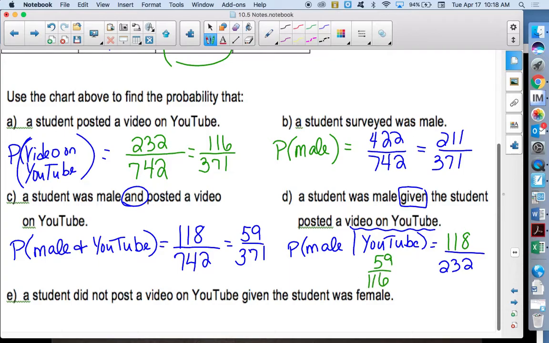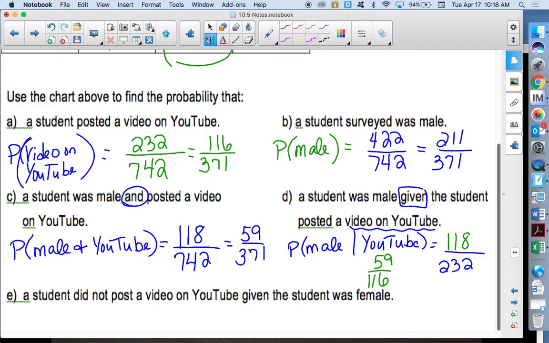So now we're kind of pulling these questions together. We're taking A, which was the number that posted the video on YouTube. B is the number that did both. So when we're doing conditional probability, the total that we're taking the number out of is 232, just the number that posted on YouTube. And on the top is the 118, the part that did both.